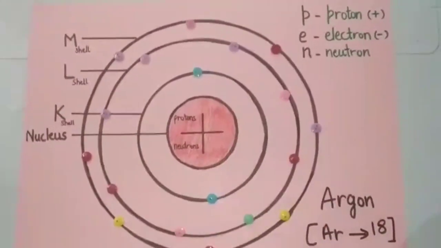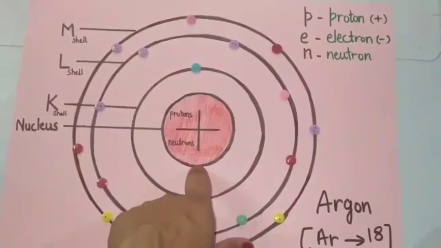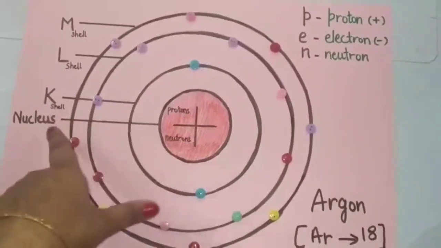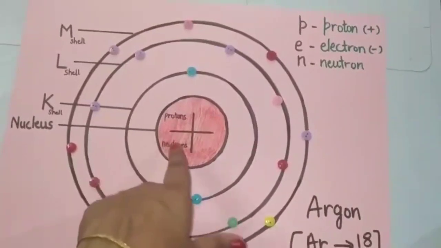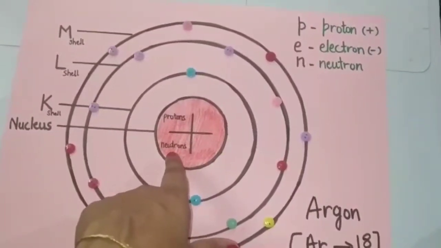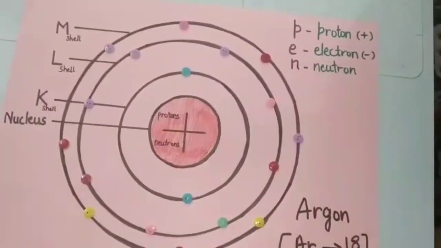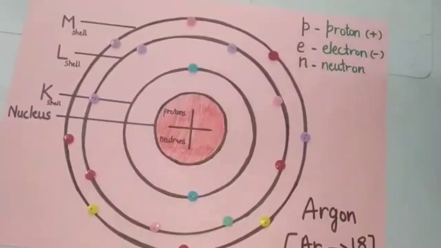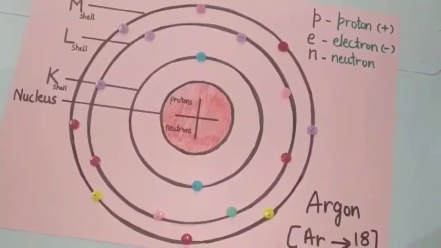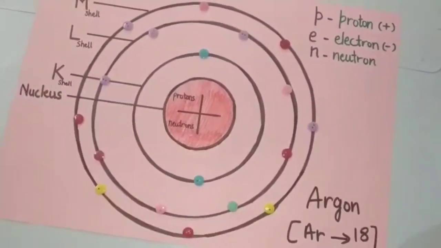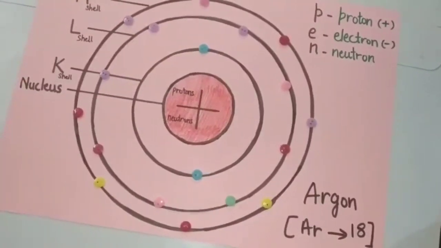As you are seeing, this red color circle is the nucleus. In the nucleus we have protons and neutrons, and these colorful buttons are the electrons which are revolving around the nucleus in a fixed orbit. This is the atom of argon. Argon is an inert gas.